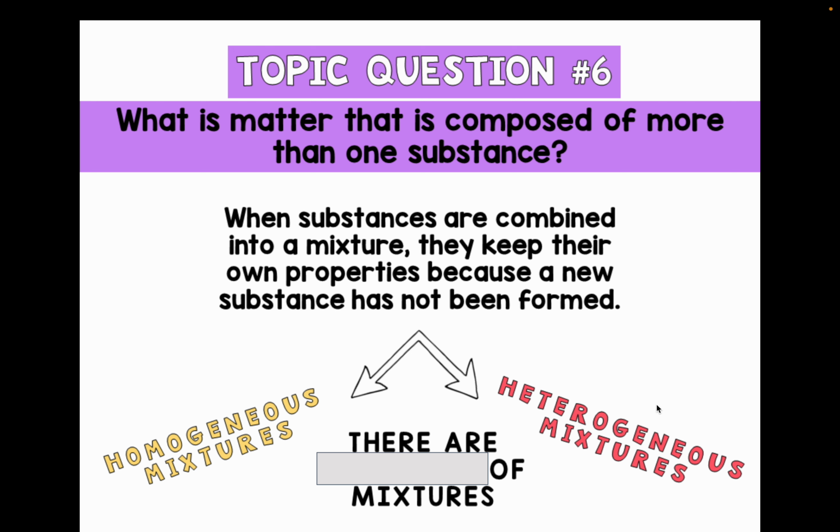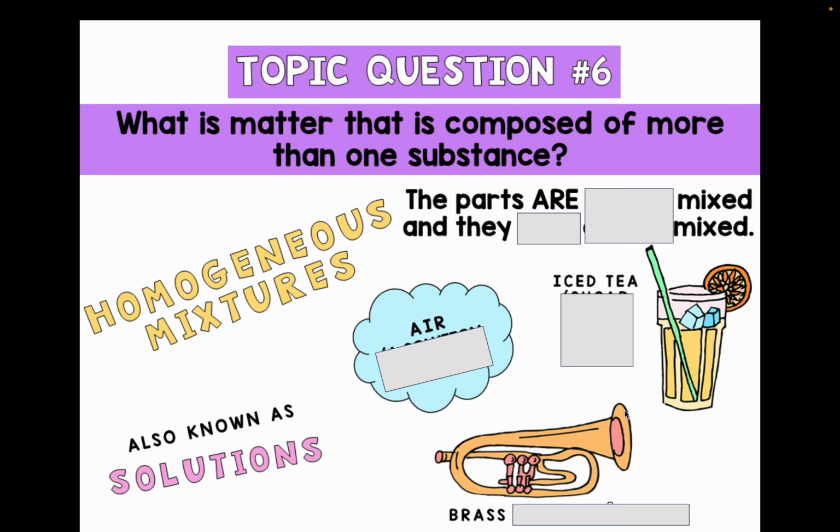We break down mixtures a little farther. Okay, so we talk about two different types of mixtures. We've got homogeneous mixtures, or heterogeneous mixtures. Remember, when we say homo, that means the same. Hetero means different. Let's talk about homogeneous mixtures first.